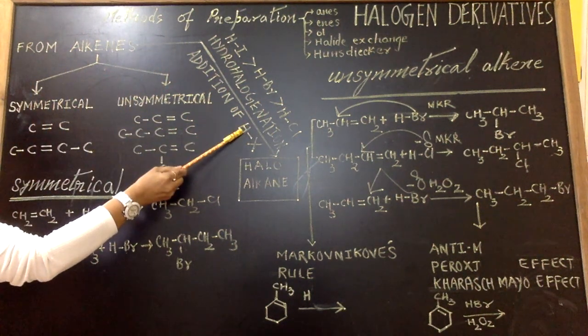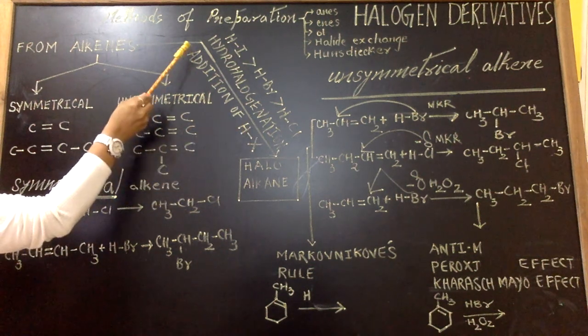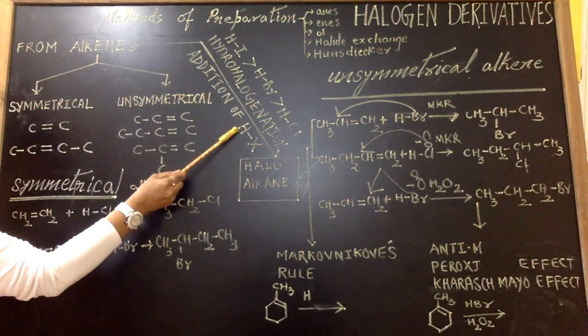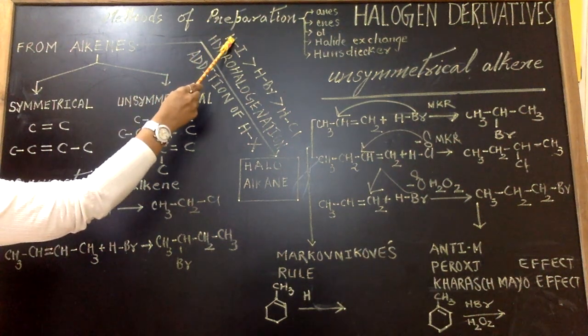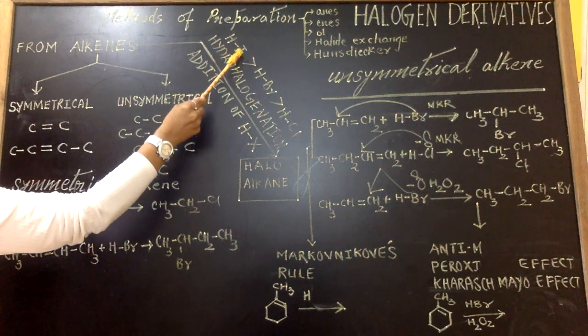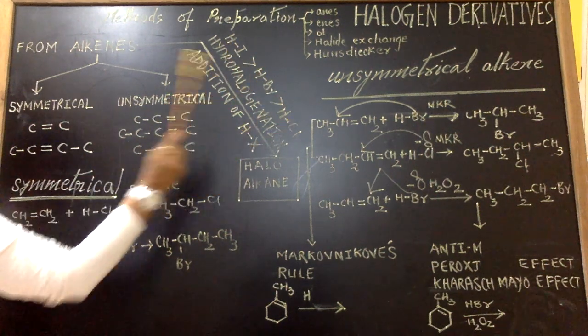We add hydrogen and a halogen, that means we are adding halogen acids. One important thing I'll mention here, the order of reactivity of halogen acids is HI greater than HBr greater than HCl.